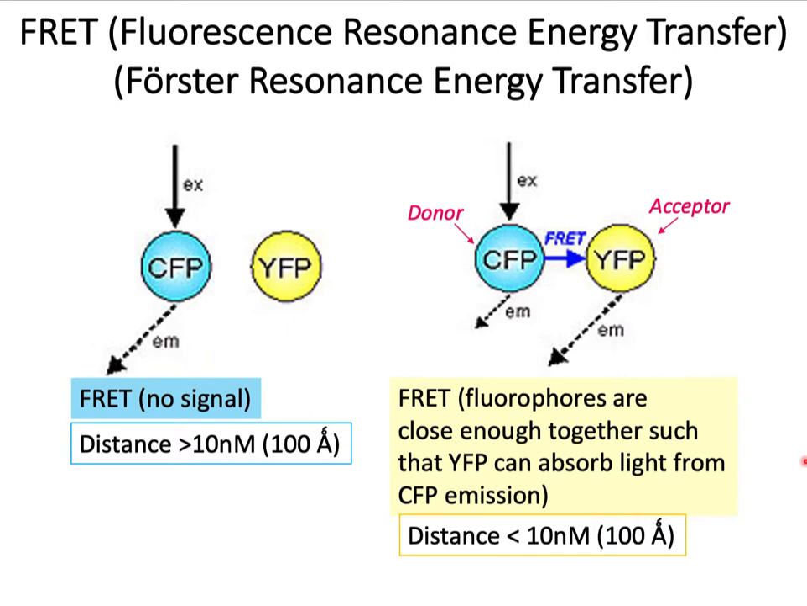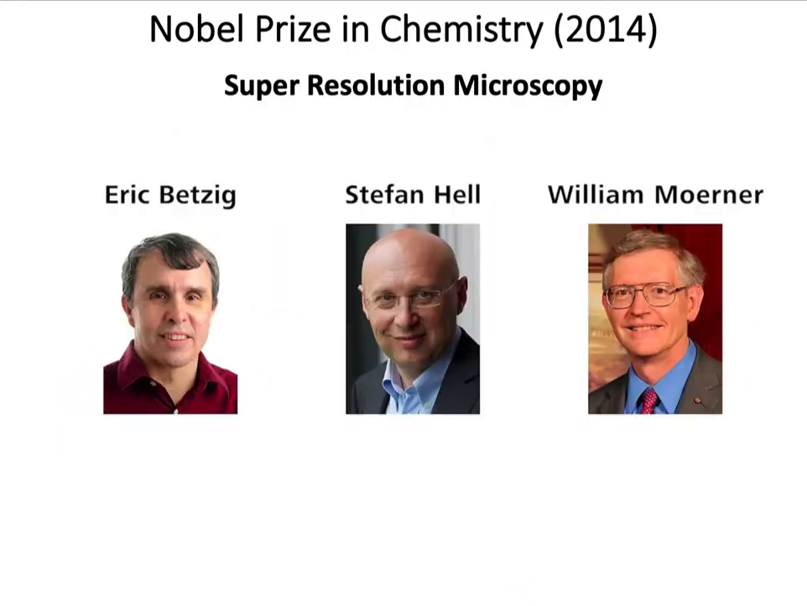So what are the distances? They have to be very close. If the distance is greater than 10 nanometers or 100 angstroms apart, you will not get any energy transfer between the CFP molecule and the YFP molecule. But if they are 10 nanometers or less apart, then you will see the energy transfer, or yellow light. We will discuss FRET throughout the course with specific examples.